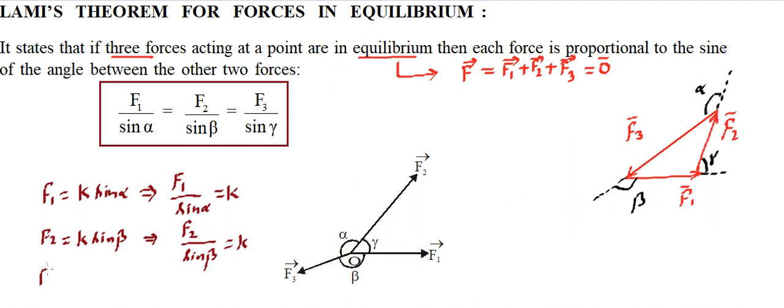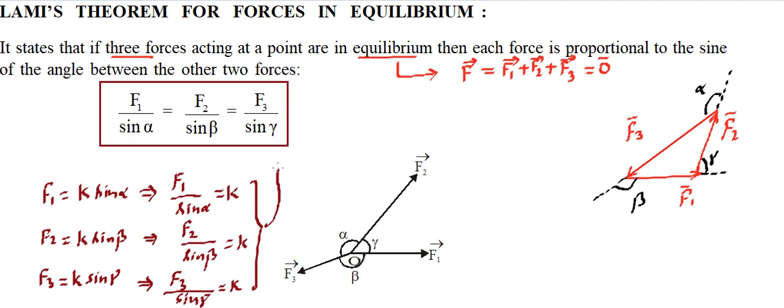And similarly we can say f3 is going to be proportional to sine gamma. Now we are removing the proportionality symbol and introducing this k as a constant. So from here we can say f3 divided by sine gamma is going to be equal to k. Now if we combine all these three equations together, we can find this result. That means we can claim f1 upon sine alpha is equal to f2 upon sine beta is equal to f3 upon sine gamma. Making sense?